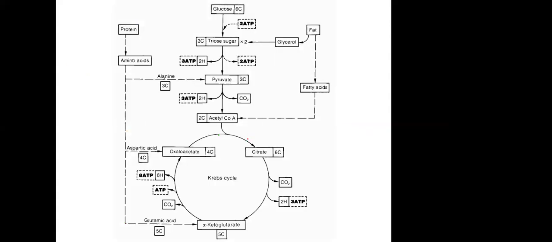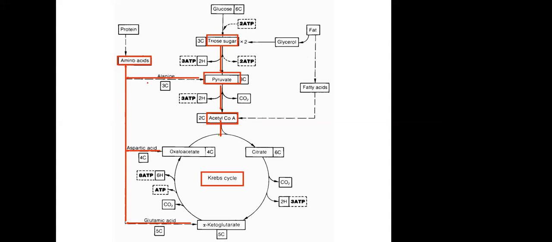So again, we are back at this, if you just follow the links. We have a triose sugar forming a pyruvate and acetyl coenzyme A. Then it enters the Krebs cycle. Then we can get glutamic acid, or we can get aspartic acid, or we could get alanine. And then from this, we can synthesize non-essential amino acids.